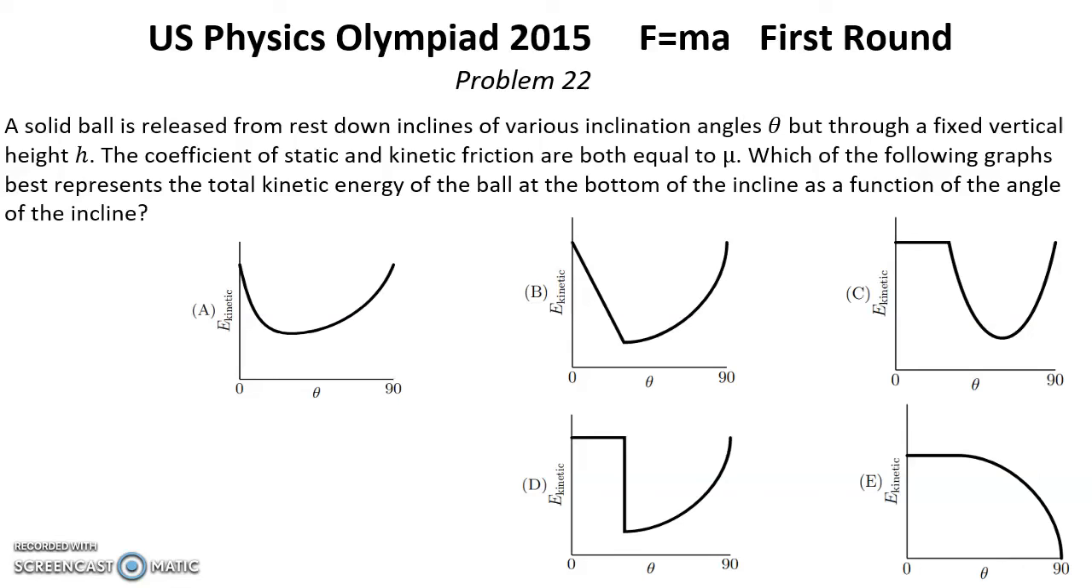Problem number 22. A solid ball is released from rest down inclines of various inclination angles theta, but through a fixed vertical height h. The coefficient of static and kinetic friction are both equal to μ. Which of the following graphs best represents the total kinetic energy of the ball at the bottom of the incline as a function of the angle of the incline?